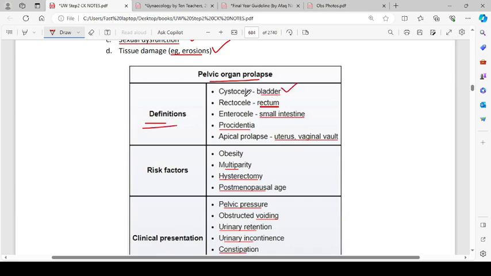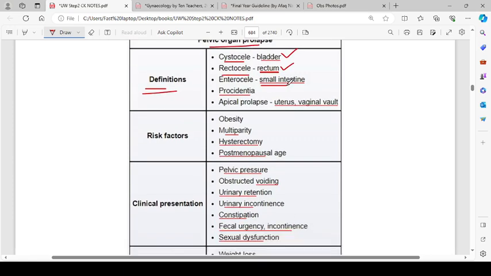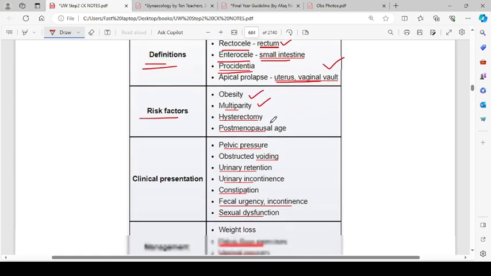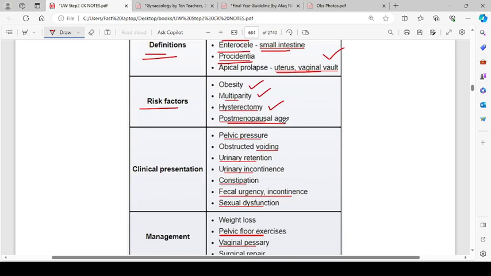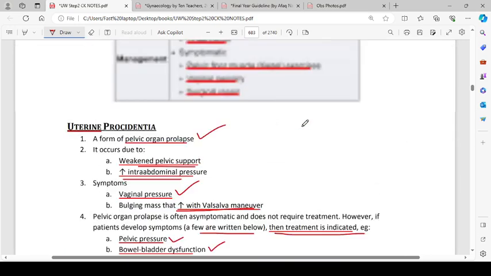Then pelvic organ prolapse definitions. If the bladder is prolapsing, it is called cystocele. If the rectum prolapses, it is rectocele. If the small intestine, it is enterocele. Procidentia, what is that? Apical prolapse: uterus and vaginal vault. Then risk factors are obesity, multiparity, hysterectomy, post-menopausal age.